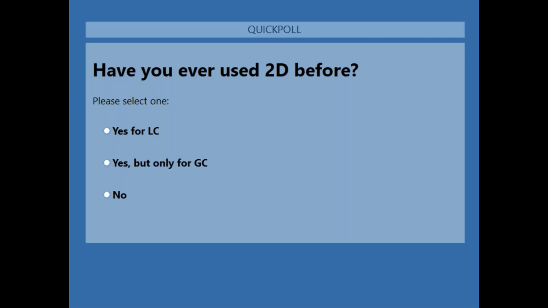And so our second poll question of the day, you've been through one of these, so you know exactly what to expect. Have you used 2D, two-dimensional chromatography before? Yes for LC, yes, but only for GC, or no? Let's see what sorts of results coming in.